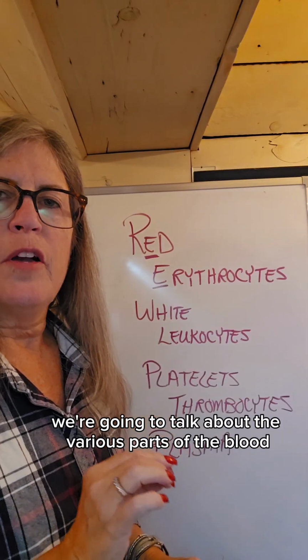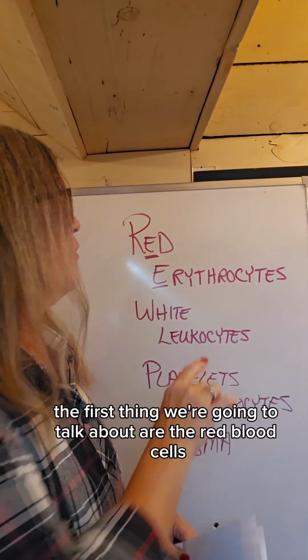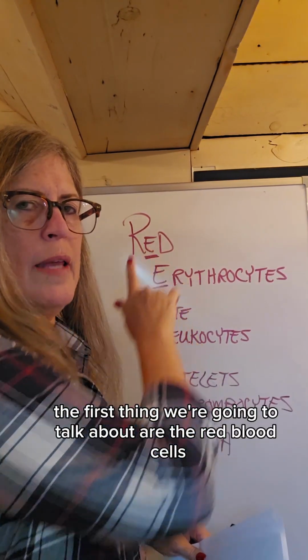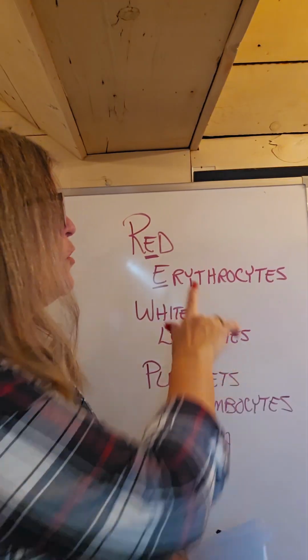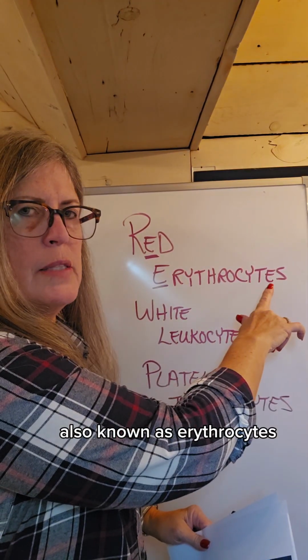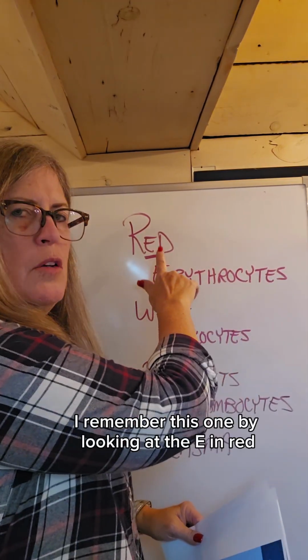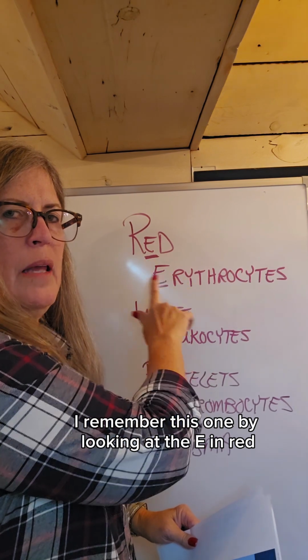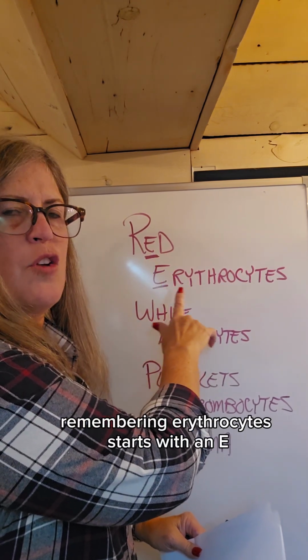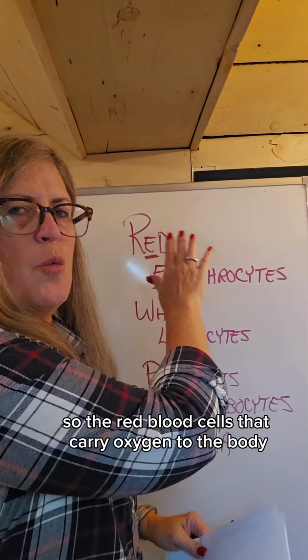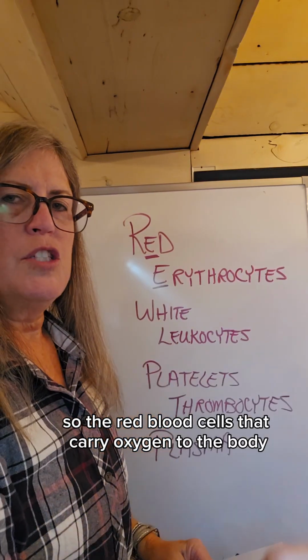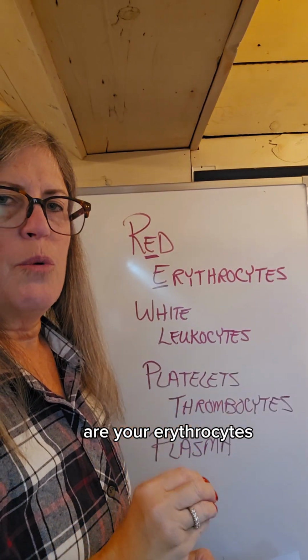We're going to talk about the various parts of the blood. The first thing we're going to talk about are the red blood cells, also known as erythrocytes. Remember this one by looking at the E in red. Remembering erythrocyte starts with an E. So the red blood cells that carry oxygen to the body are your erythrocytes.